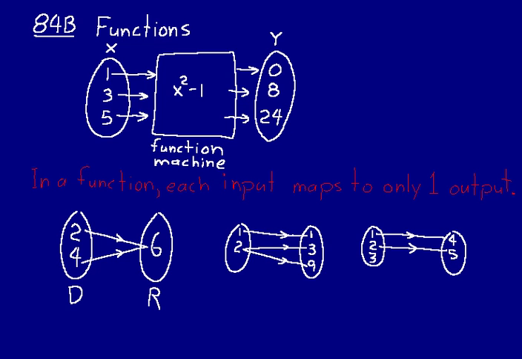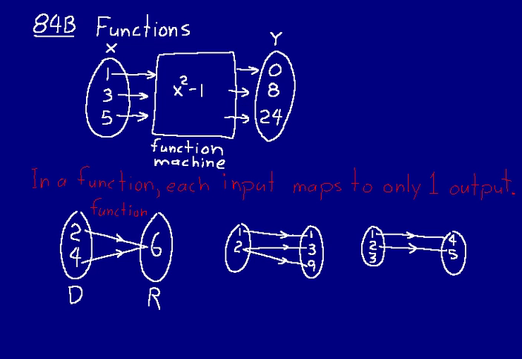Look at these examples that I have here of different functions with their domains and ranges. Look on the left there. If we had a domain of 2 and 4, each of those values maps to, or is directed towards, one and only one output in the range. That's a function, even though they both map to the same output value, because each individual input has one and only one output value.